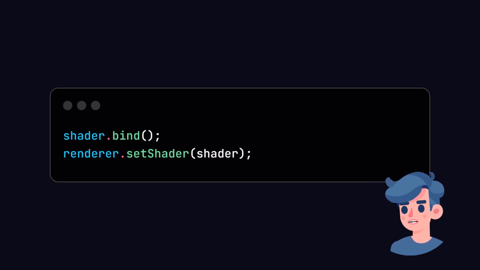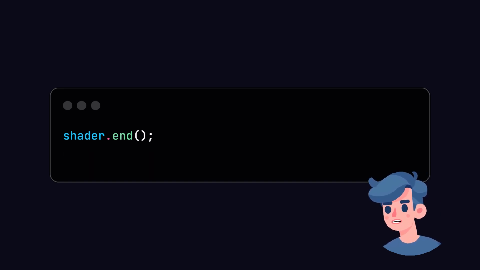After creating the shader program, you can apply it in your render cycle to affect how your character is displayed. Make sure to unbind your shader after rendering to avoid affecting other objects. You can unbind it by invoking shader.end in the appropriate part of your render method.